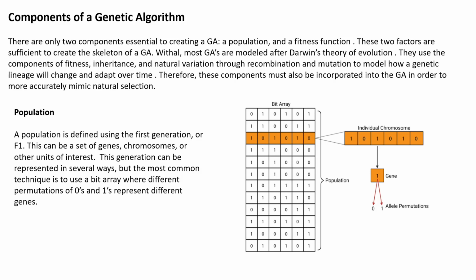So, what is a population? Here, if you see this figure, the population is denoted as a bit array. These individual rows of the bit array are known as individual chromosomes, and these individual chromosomes hold together a set of solutions. Each unit of that chromosome is known as a gene, this one. And this gene will hold a particular solution.